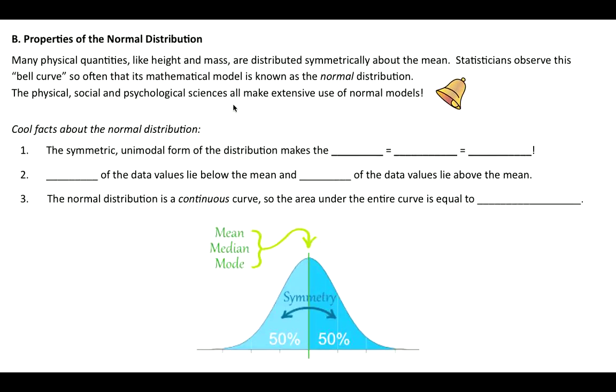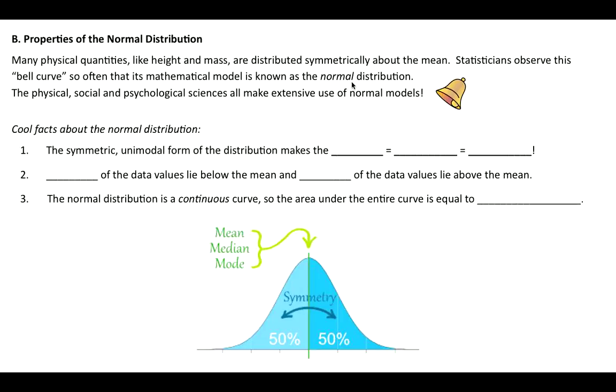So let's talk about properties of this normal distribution. Physical quantities, height. Let's say if you looked at the height of the men in our class, or the mass of the men in our class, or similarly with the women, what you'll find is that they will be distributed in general symmetrically about the mean. There are going to be some of the people that are above the mean, and some people that are below the mean. And statisticians observe this bell curve so often that we just refer to it as normal, because this is what happens in nature very, very often.